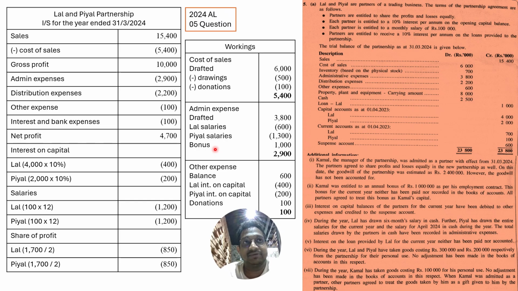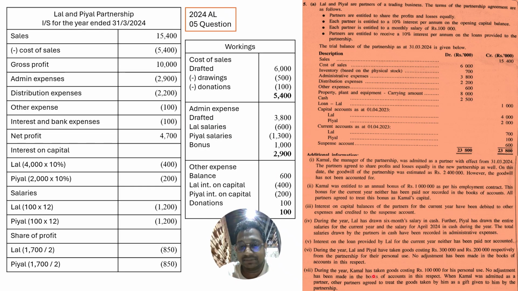So Lal's salary and PL's salary, those withdrawals, they recorded in administration expenses, that's incorrect. The salaries that they withdraw from each partner should be debited to the current account, and it should be deducted from admin expenses. Interest on the loan provided by Lal for the current year has neither been paid nor accounted. So the loan account from Lal is 1 million, and in the agreement it says partners are entitled to receive 10% interest per annum on loans provided apart from the equity, and 10% of 1,000 means the interest should be 100. So interest and bank expense 100, and that 100 you should credit to Lal's current account.